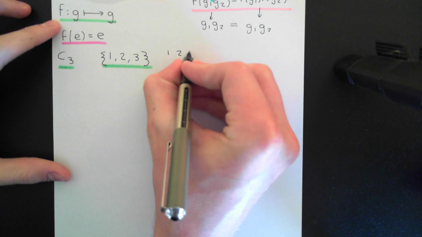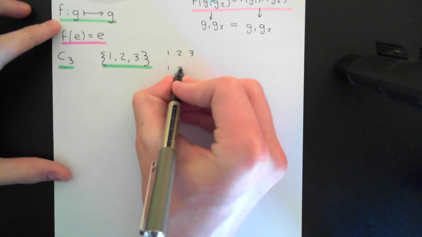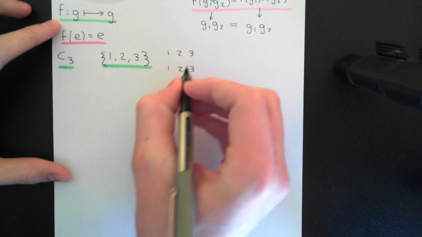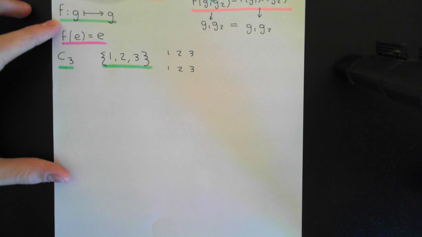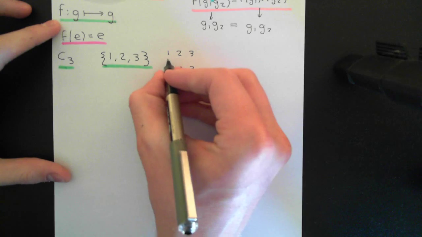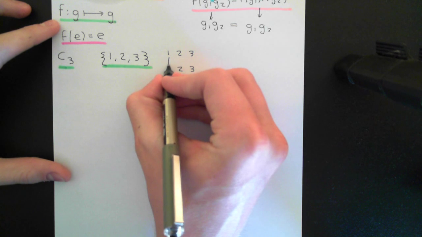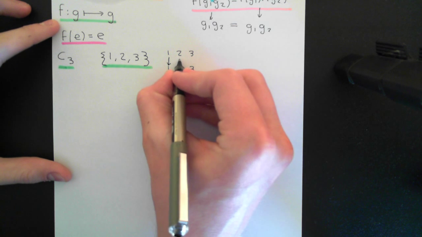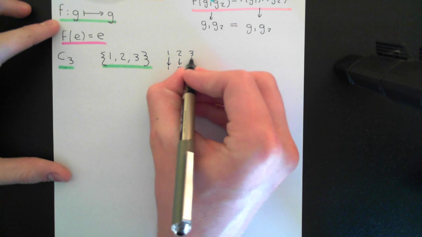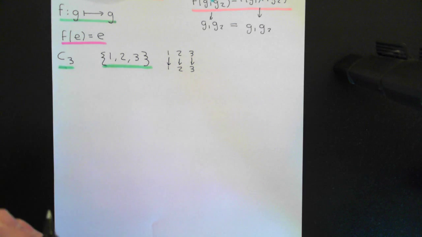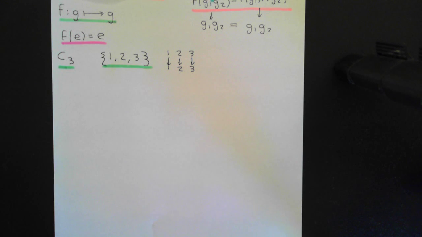Okay, so let me just draw this out. So here we'll have our set, and here's a duplicate of our set, and now I can draw out some set permutation here. So one of the cyclic set permutations is the one that maps all elements onto themselves. So it maps 1 onto 1, 2 onto 2, and 3 onto 3. This is the identity set permutation, and this is a cyclic set permutation.